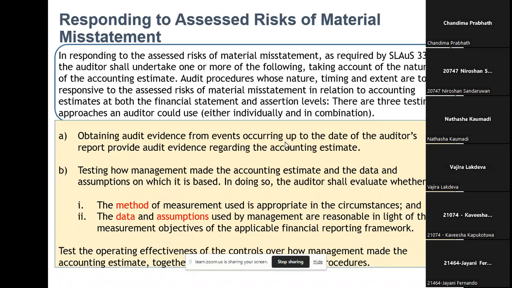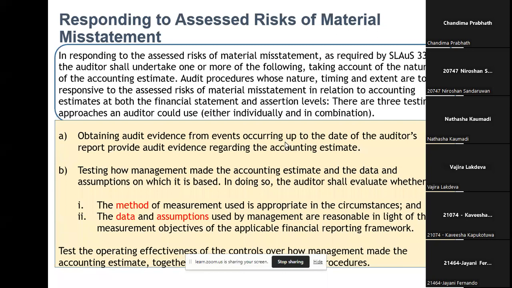So for some of the accounting estimates, we would identify risk of material misstatement. When it comes to accounting estimates, the risk of material misstatement is at assertion level. As the standard specifies, there are three testing approaches an auditor could use, either individually or in combination. The first one is obtaining audit evidence from events occurring up to the date of the auditor's report. Basically, we are looking at the events that have taken place since the balance sheet date to the audit report signing date.